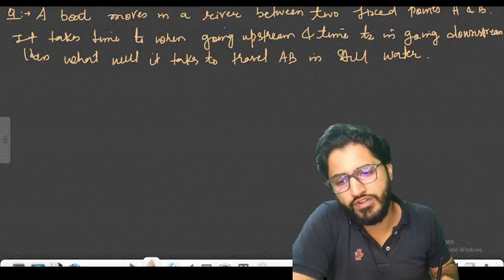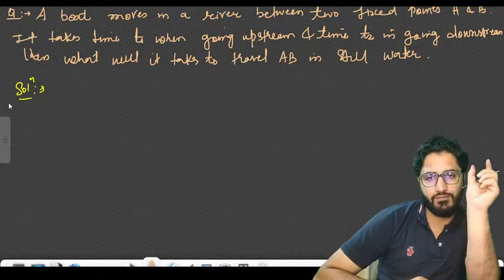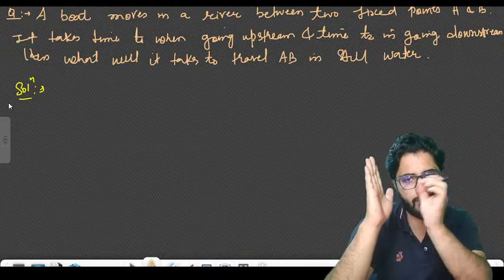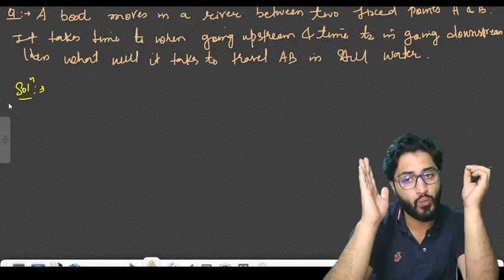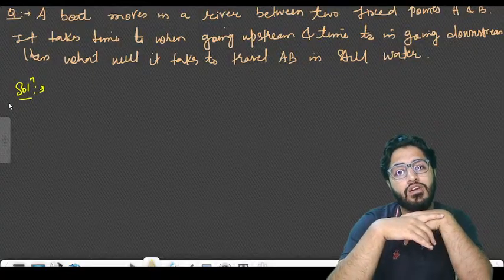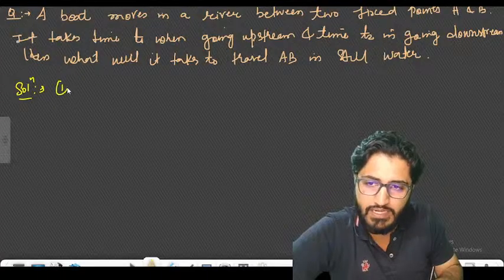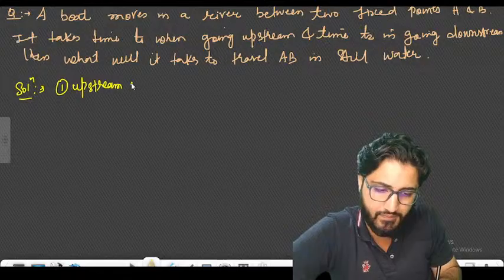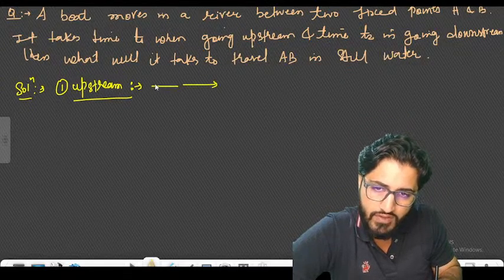Okay, opposite case of the first one. So how will you write the solution of this part? A boat moves in a river between two fixed points A and B. If it takes T1 time to go upstream and T2 time in going downstream, then what will it take to travel A to B in still water? First part is upstream. In upstream, the river is going in this way, a boat is going in this way.